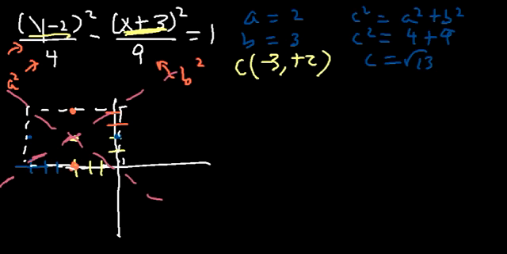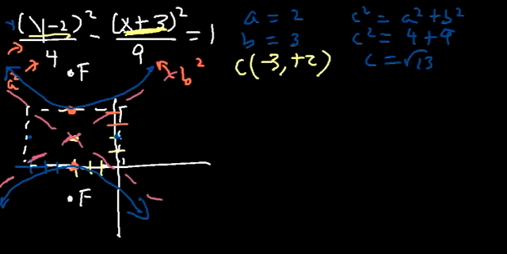So keep in mind the vertices are here. So this graph is going to open like this. It opens up and down because y is in front this time. So the foci is somewhere over here. It's up and down rather than left and right.